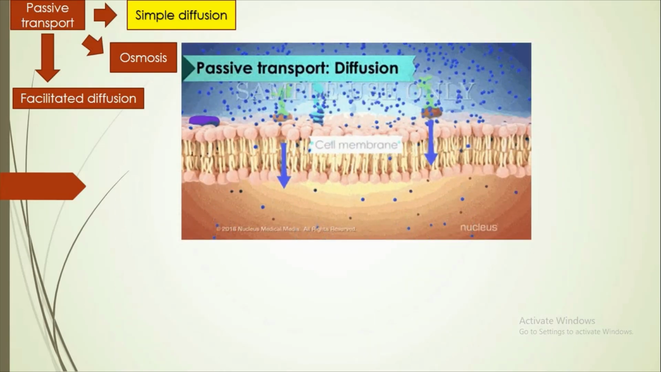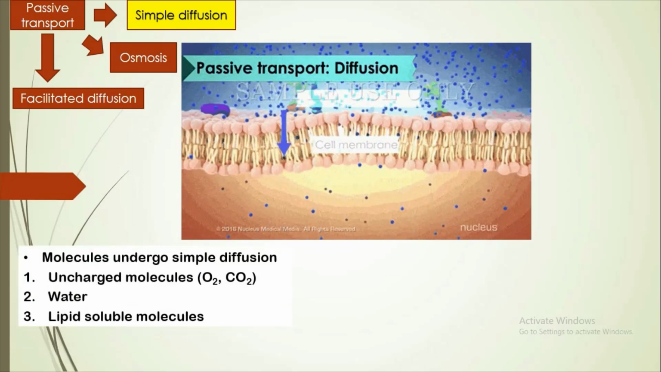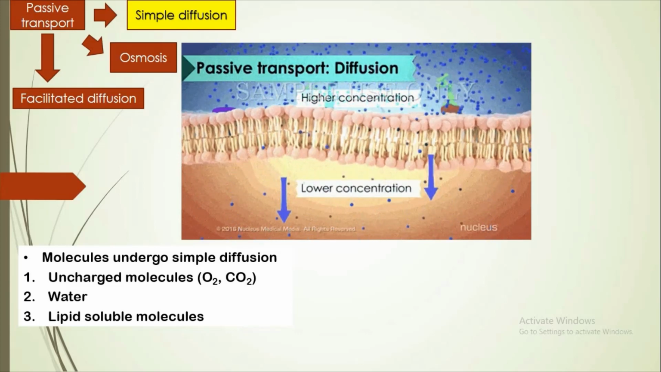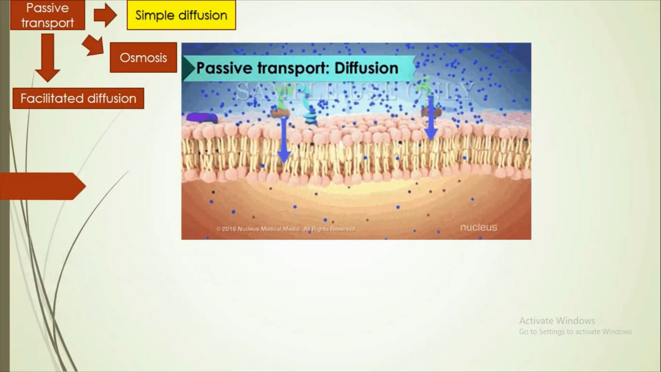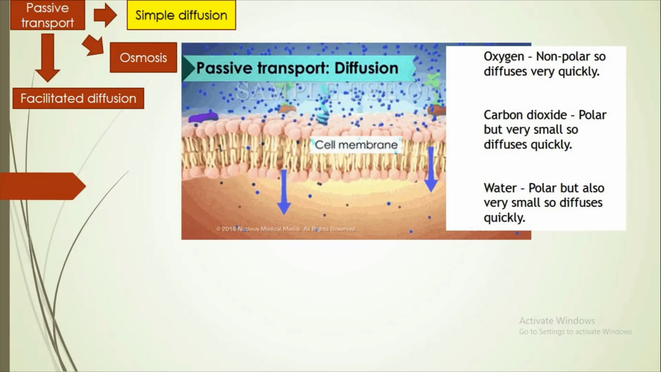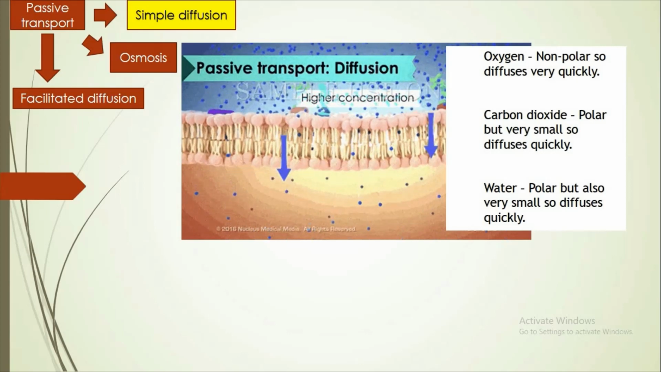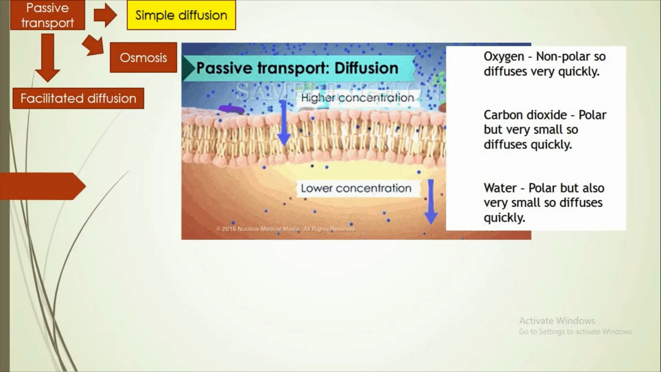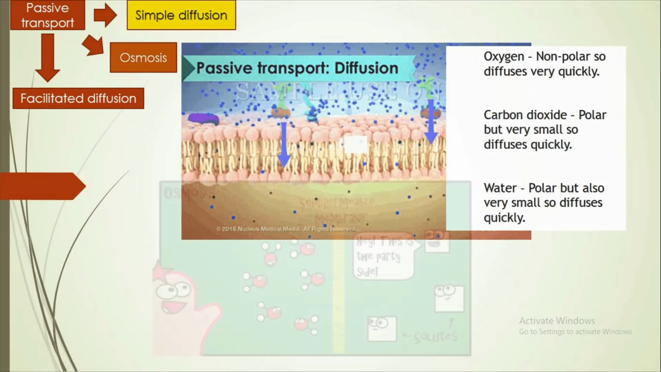The animation here shows how simple diffusion occurs. The molecules that undergo simple diffusion are uncharged molecules such as oxygen, carbon dioxide, water, or lipid soluble molecules. Oxygen is non-polar, so it diffuses very quickly. Carbon dioxide is polar, but it is very small in size, so it can diffuse quickly. Water is also polar, but also very small, just like carbon dioxide, so it diffuses quickly.